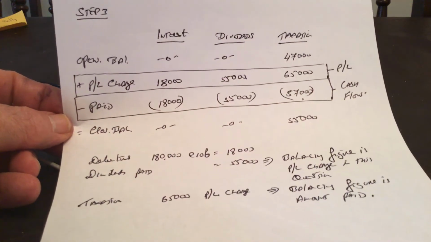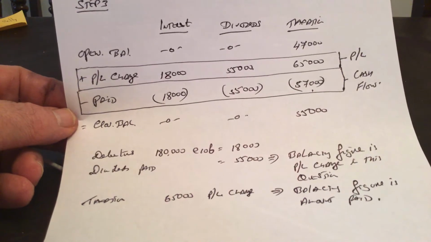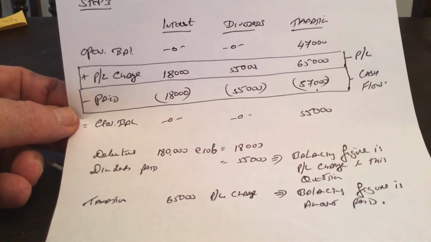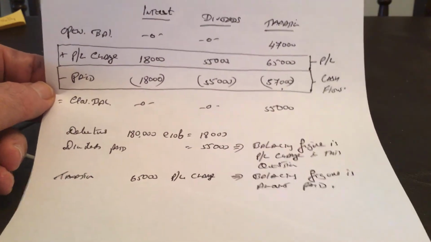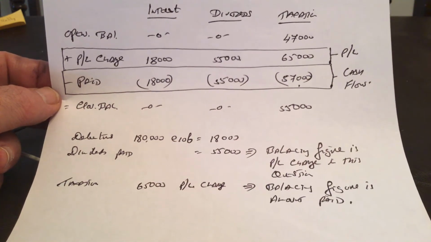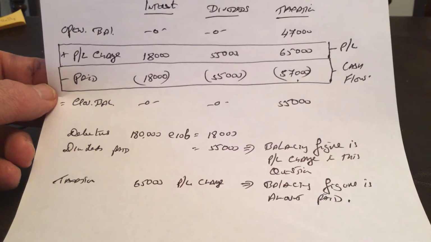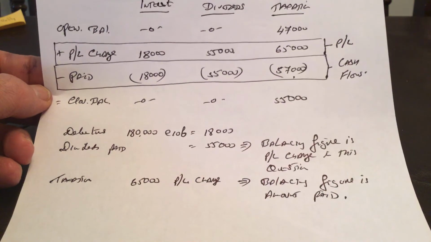Now, once the summary of the fixed assets is done, you must always move on to the next step, which is interest, dividends, and taxation. In this question, there's only interest paid, so we don't have to worry about interest received. There might be an income from investments, but in this question, there isn't. We have an opening balance plus a P&L charge minus the amount paid, and that's equal to my closing balance.